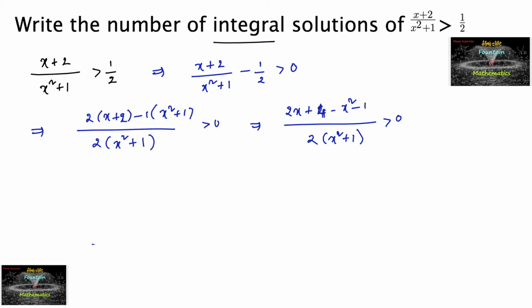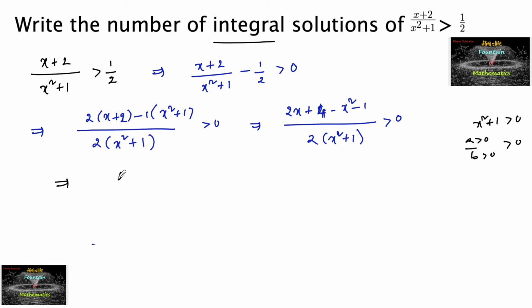So clearly we can say the denominator is positive. X square plus 1 is always greater than 0. So if the denominator is positive in a upon b, if b is positive, definitely a must be positive to make the inequality a upon b greater than 0.